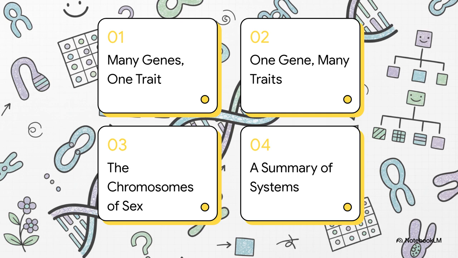So in this explainer, we're going to unpack all that complexity. We'll start by looking at how lots of genes can influence a single trait, then we'll flip that idea on its head and see how one single gene can cause all sorts of different effects. After that, we're exploring the super diverse ways sex is determined in the animal kingdom, and then we'll wrap it all up with a summary of these different systems.